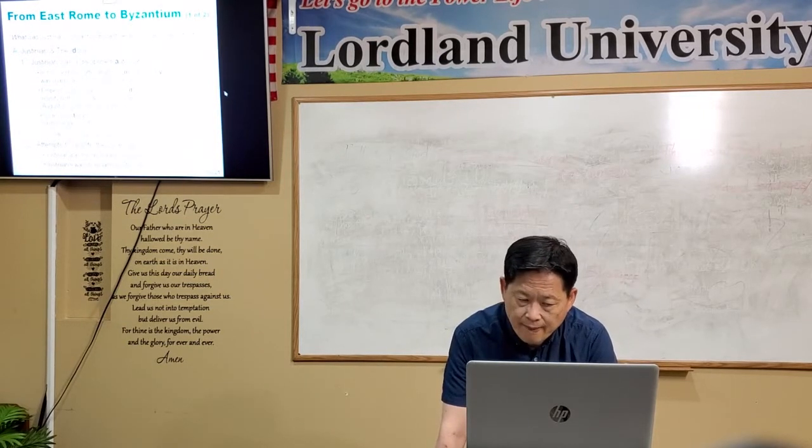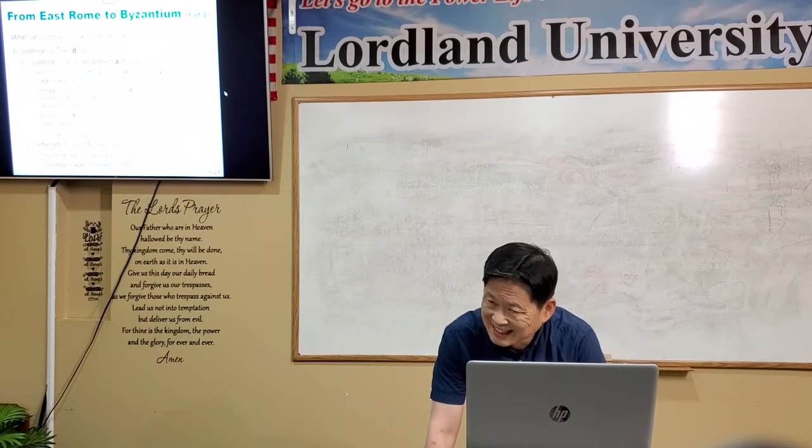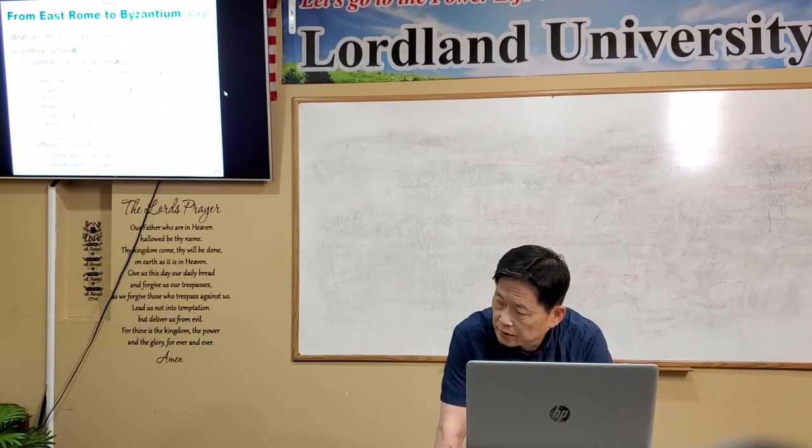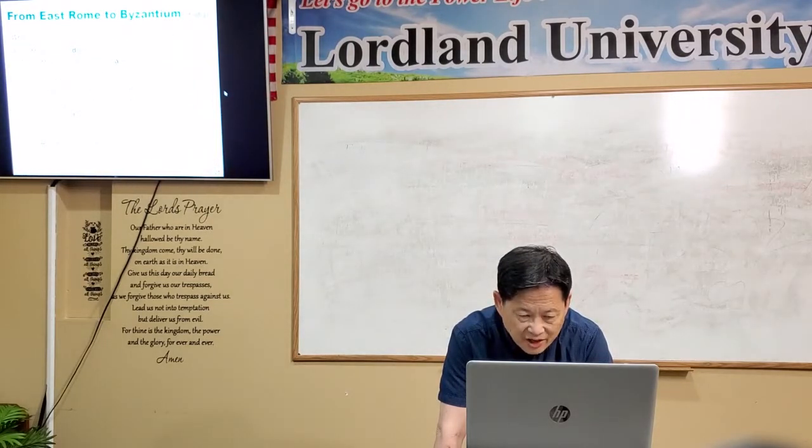His wife was Theodora. After Justinian, his wife Theodora became the empress to rule the Eastern Roman Empire. She contributed a lot of things in the East. Okay?